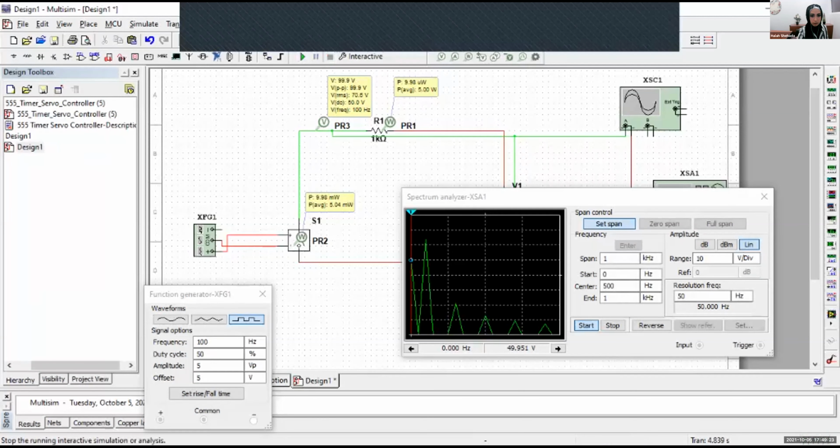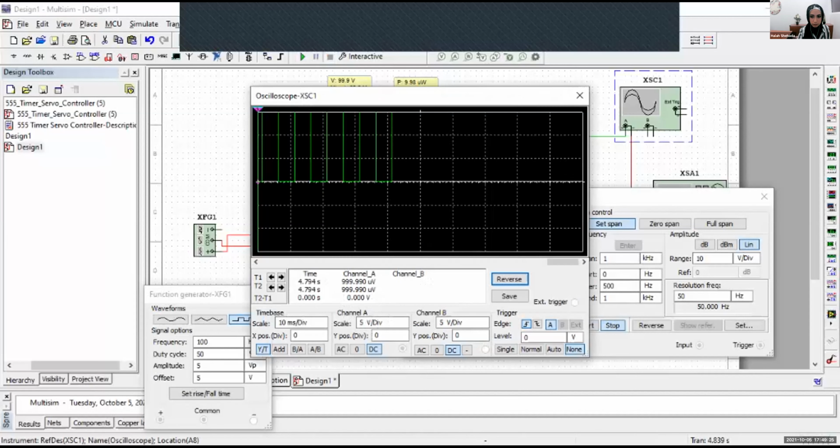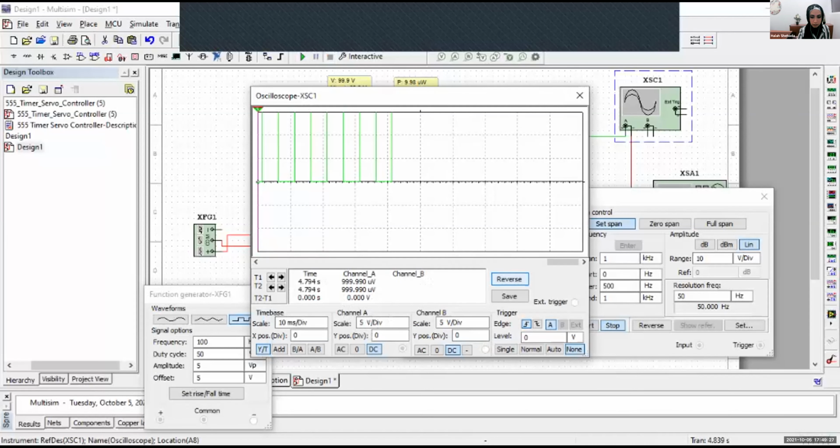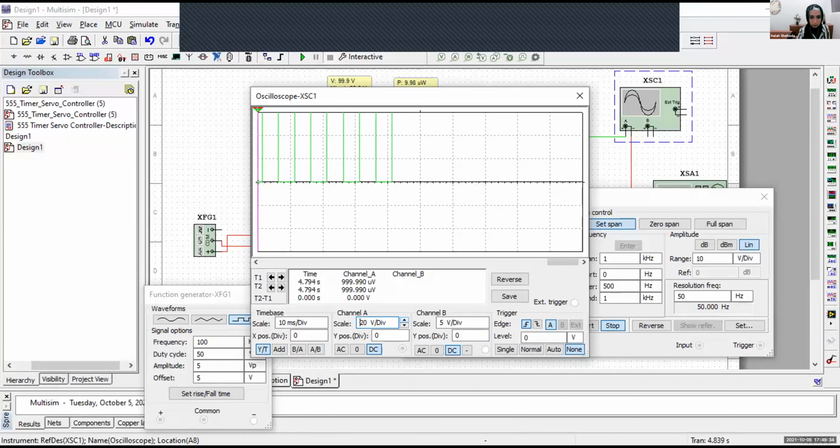Then stop. Click on this one. Click reverse. Then scale of channel A, new, 50.